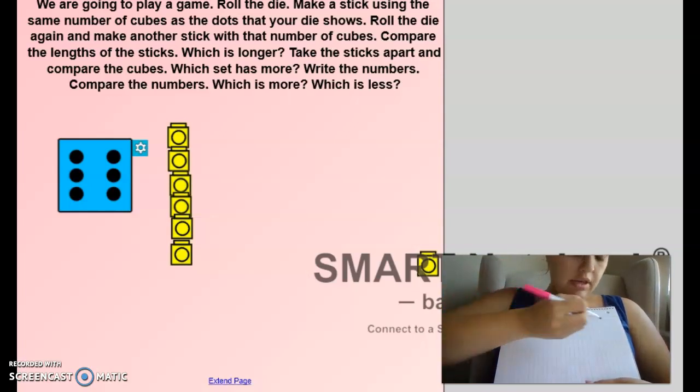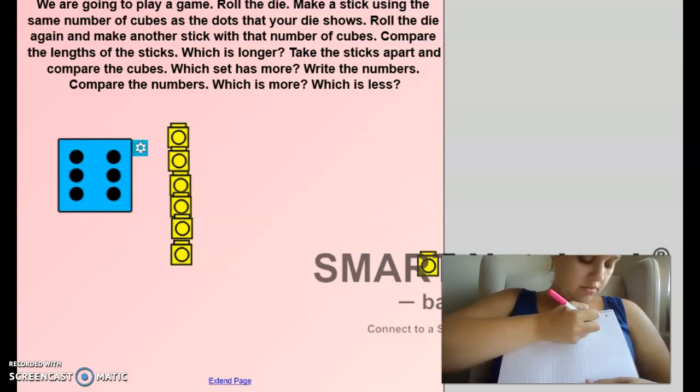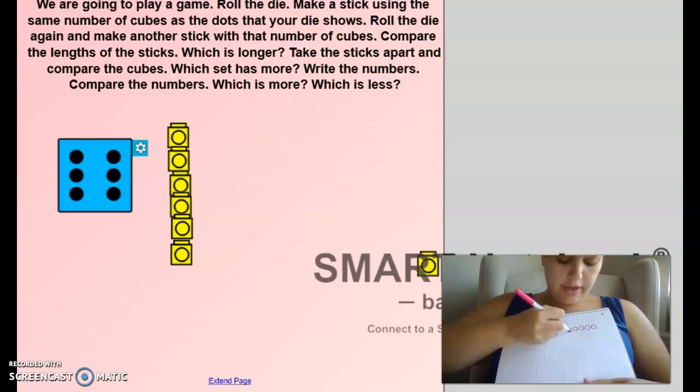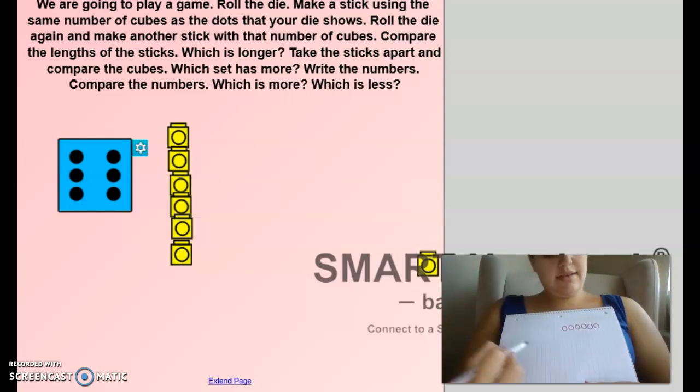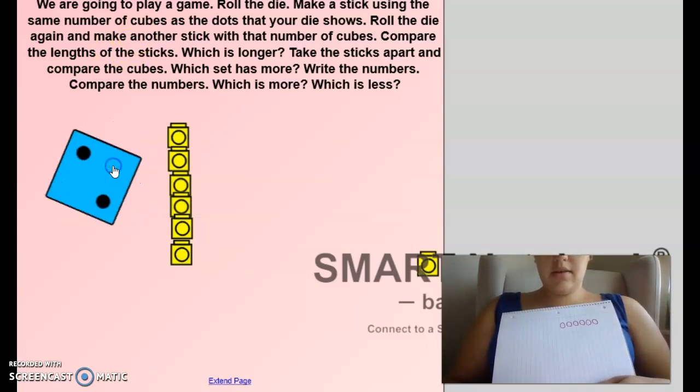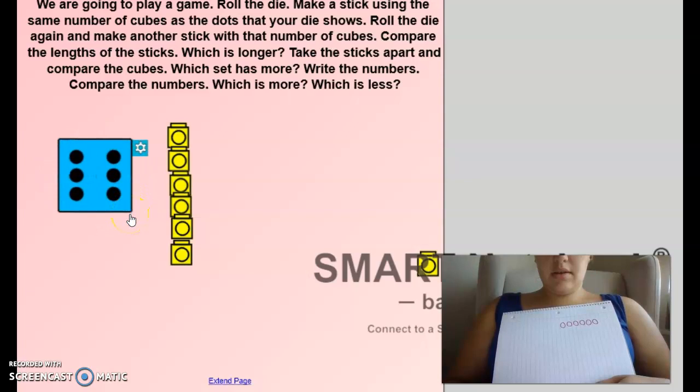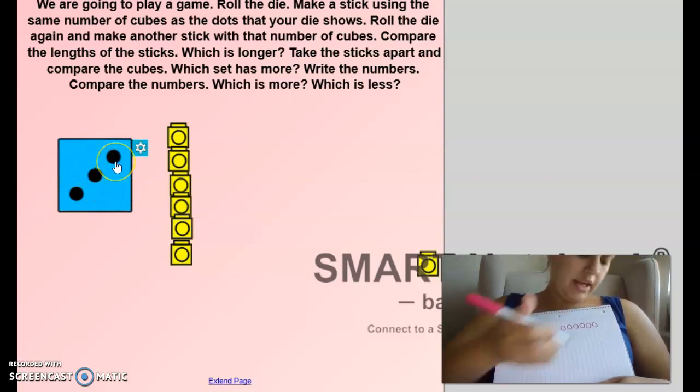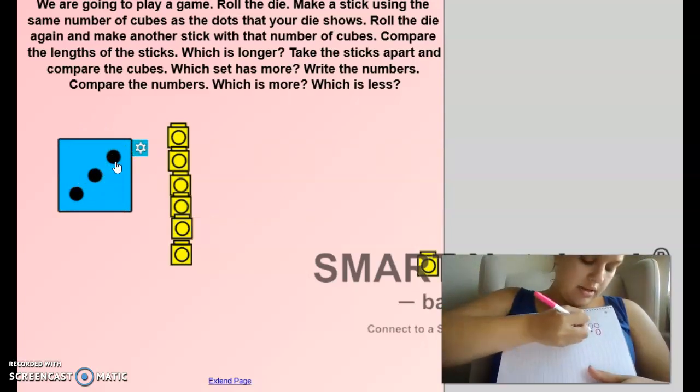So I want you to draw 6 circles. 1, 2, 3, 4, 5, 6. Okay? Now let's roll the dice again. We got 1, 2, 3.